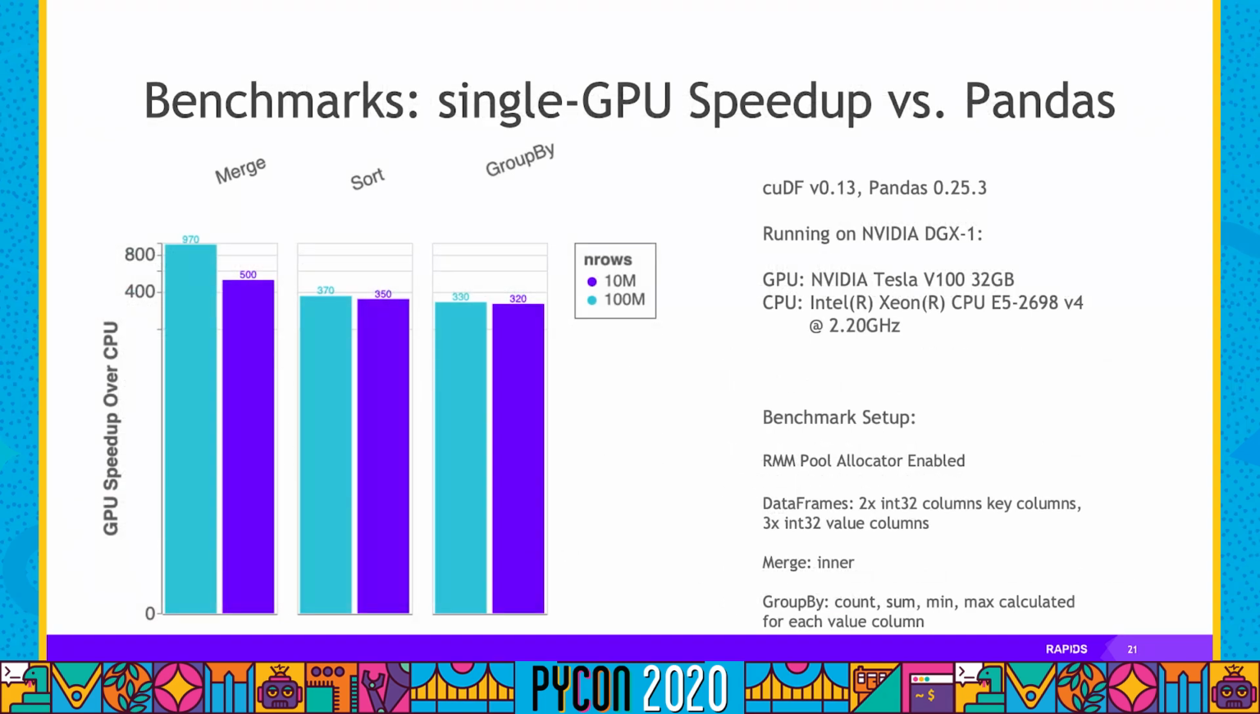Just some speedup, and this is single GPU, right? So a single GPU, a Tesla V100, that's a 32 gig card, versus an Intel Xeon 2.2 gigahertz processor. So if you see operations like merge, sort, and group by, merge, 970 times speedup over the CPU, single CPU versus single GPU.